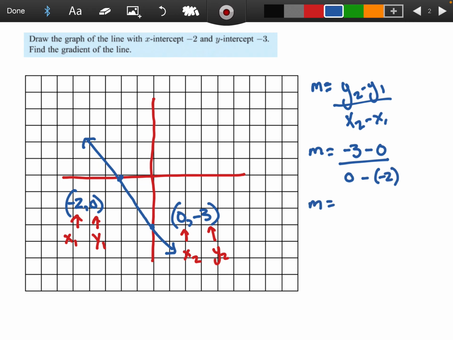Okay, so then solve top and bottom. -3 minus 0 is just -3. 0 minus -2 is +2, so we get a final gradient or slope of -3/2. That makes sense as negative because as we read that line left to right, we're going down. So a negative slope would make sense in this case. Okay, and that's all there is for axes intercepts.